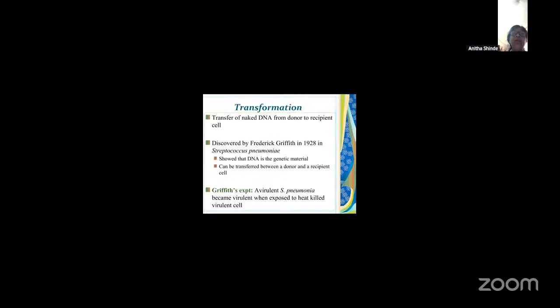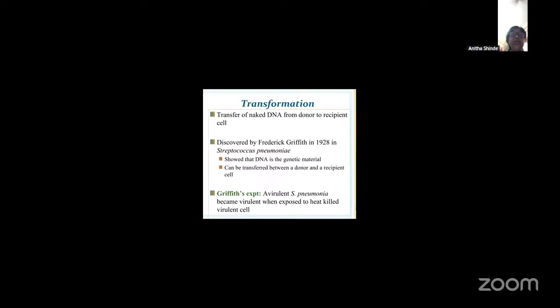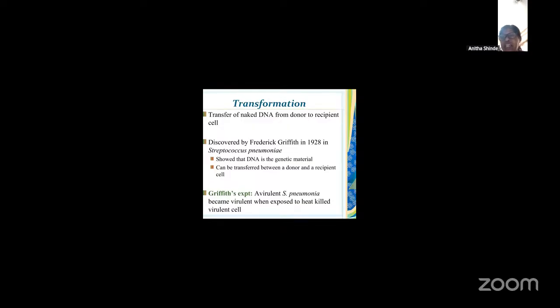Okay, now transformation. Actually, transformation was one of the earliest mechanisms. Among the three, it was the first or earliest mechanism to be described, and it was first discovered by Frederick Griffith in 1928 in Streptococcus pneumoniae. So it was first discovered.